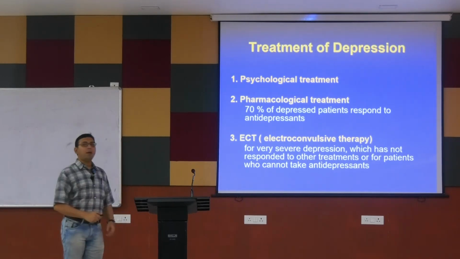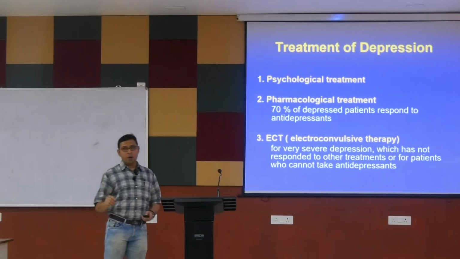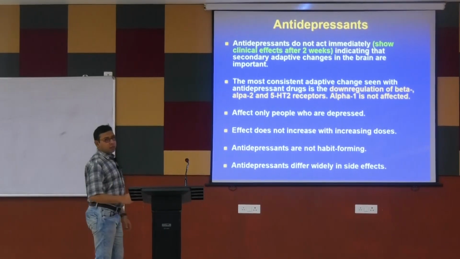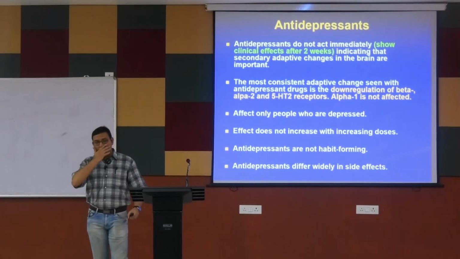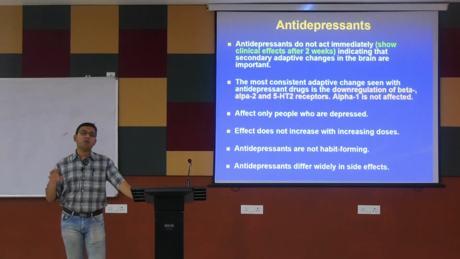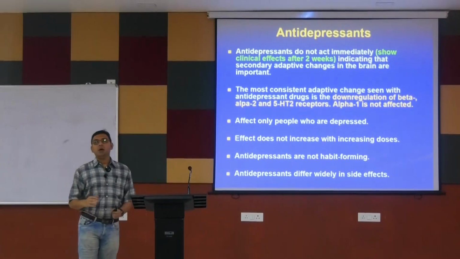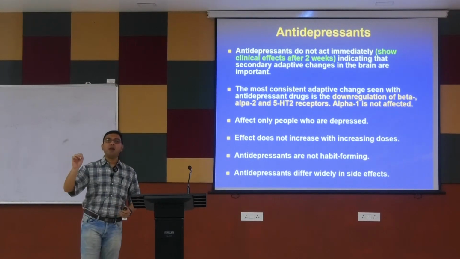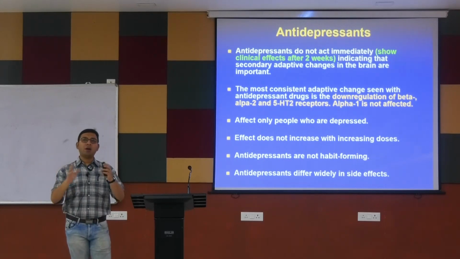In those cases electroconvulsive therapy, electric shock as we call it, is given. So pharmacotherapy, antidepressants, which I had started, take quite a long time to work. It usually takes a minimum of 2 weeks to 2 months for the first manifestation of the good effects for depression.